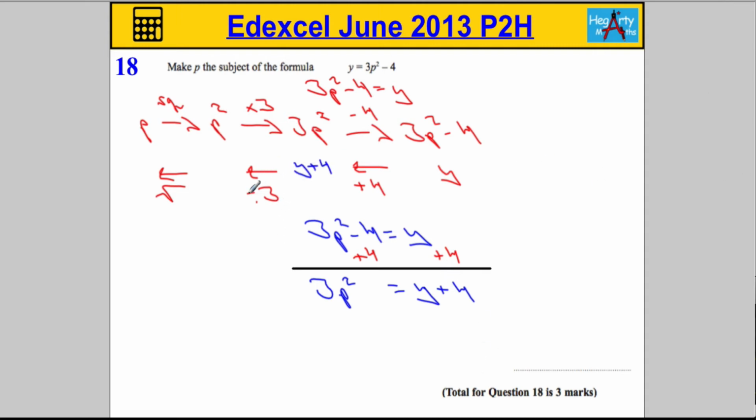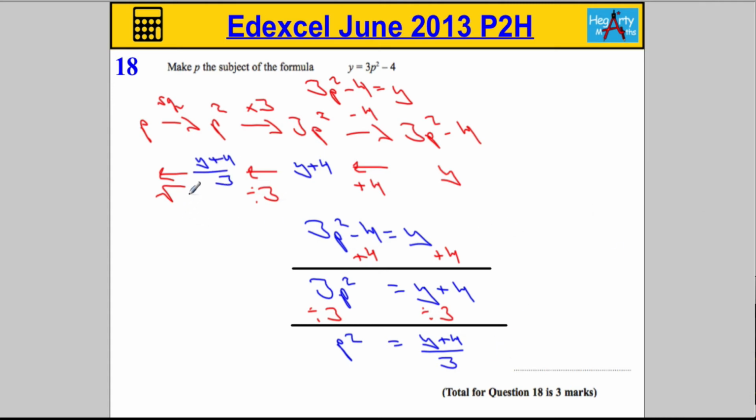Next thing we're going to have to do is divide both sides by 3. So I'm going to divide the left-hand side of the equation by 3. I'm going to divide the right-hand side by 3. And that should give us simply p squared equals y plus 4. I need to divide the whole thing by 3, so I'm going to write it as a fraction, y plus 4 over 3. So p squared is going to equal y plus 4 over 3.